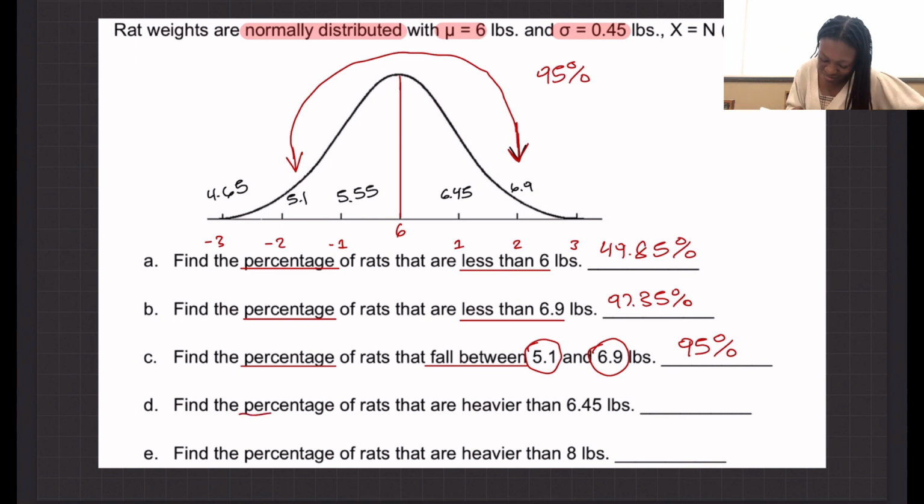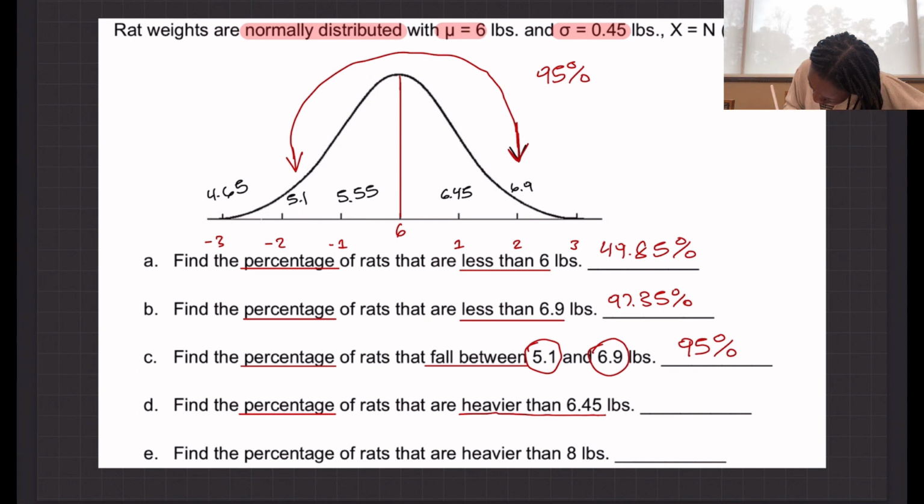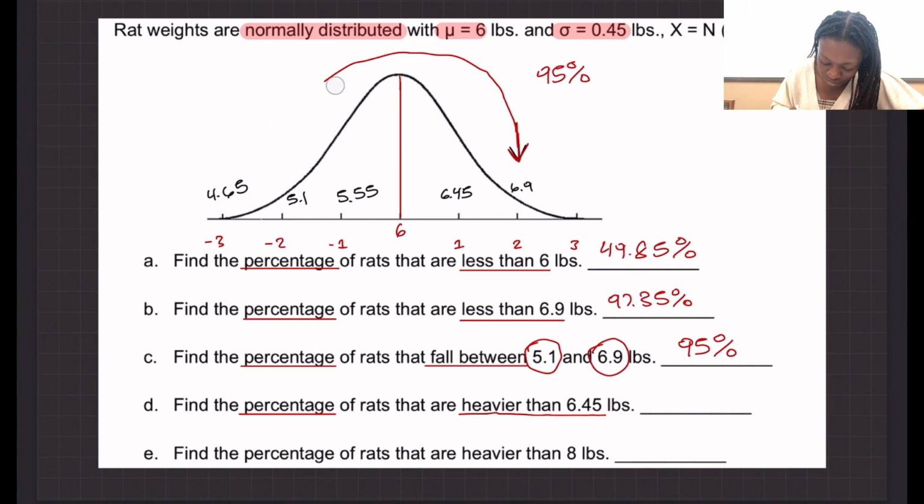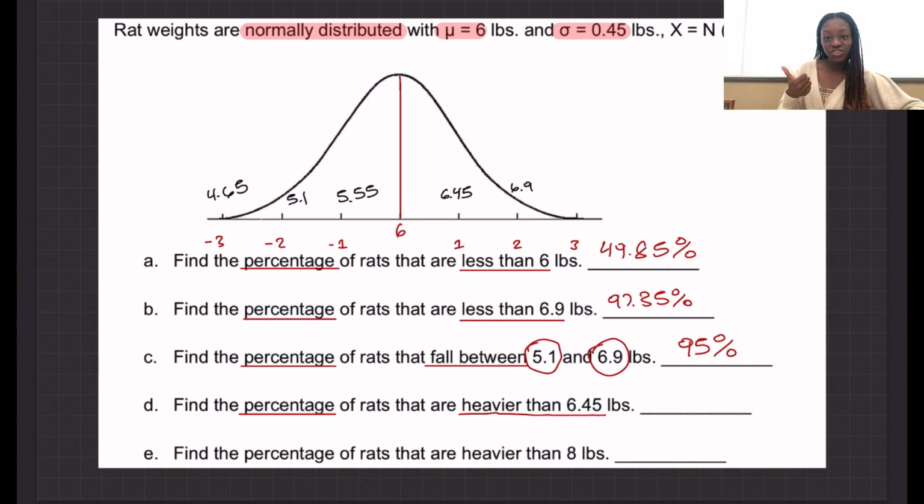Find the percentage of rats heavier than 6.45 pounds. That means that we are looking for numbers that are greater than 6.45. So, all numbers greater than 6.45 are going to fall on this side of the standard deviation curve. Now we already have our first deviation and our second. Let's find our third standard deviation. So it's 6 plus 0.45 times 3, and that gives us 7.35.